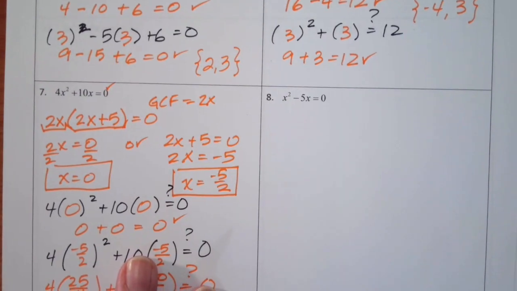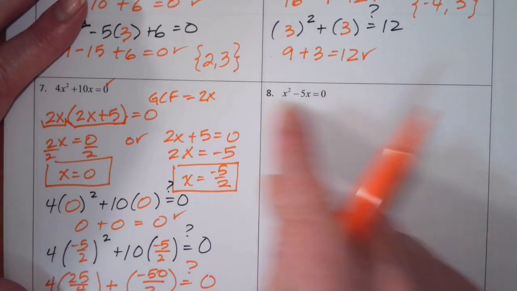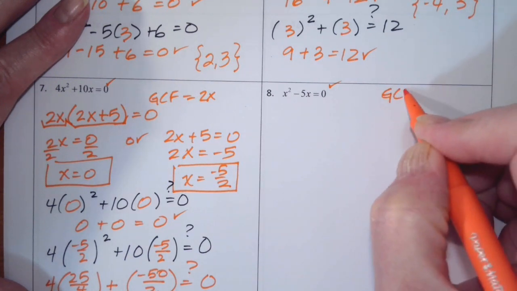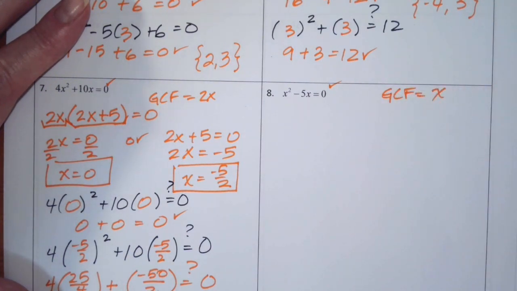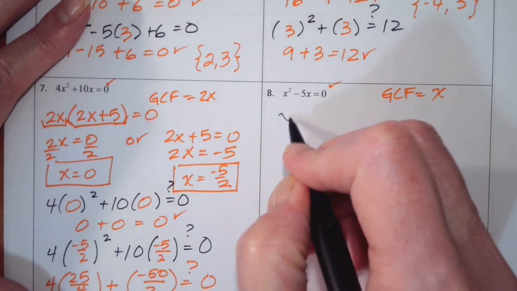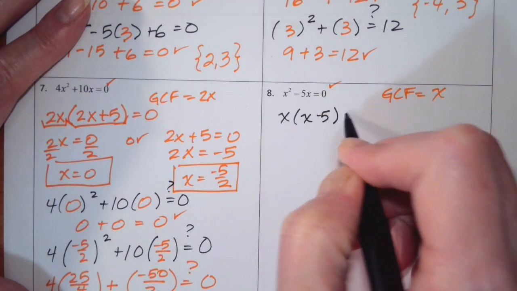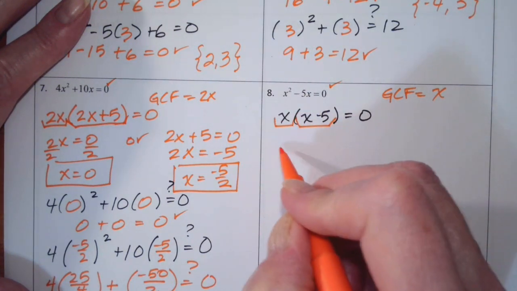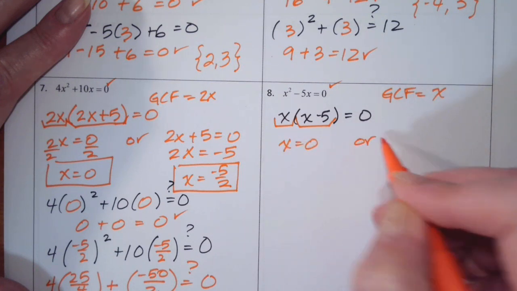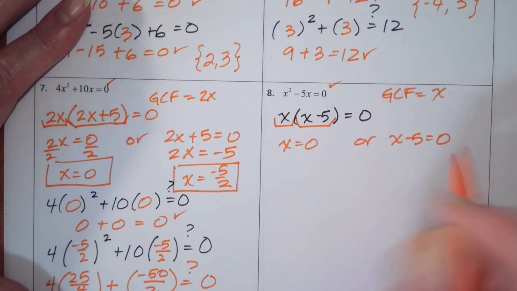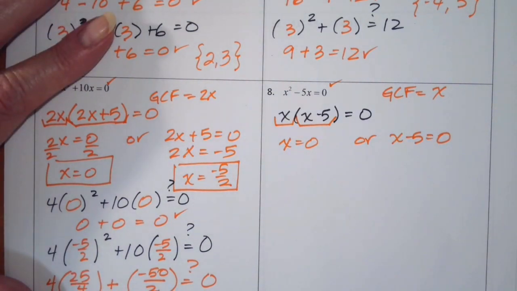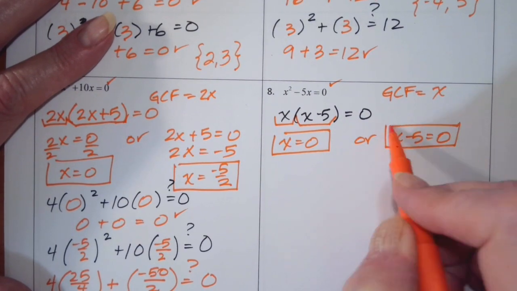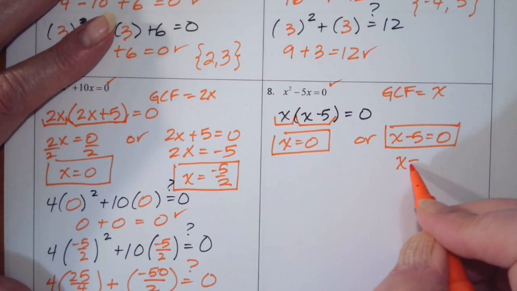Okay, and again, I hope you'll try this one on your own. It's set equal to 0, so now I just have to factor the GCF, which equals x. So this is going to become x times x minus 5 equals 0. So either x equals 0 or x minus 5 equals 0. Okay, well x is 0, so that's done. Here, x minus 5 is 0, which tells me that x equals 5.